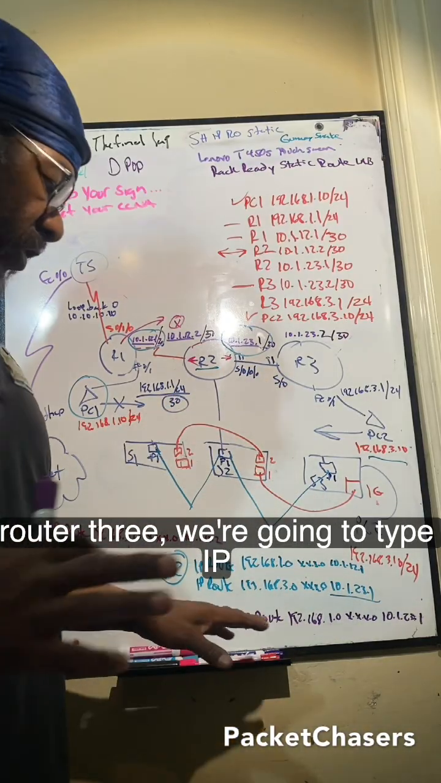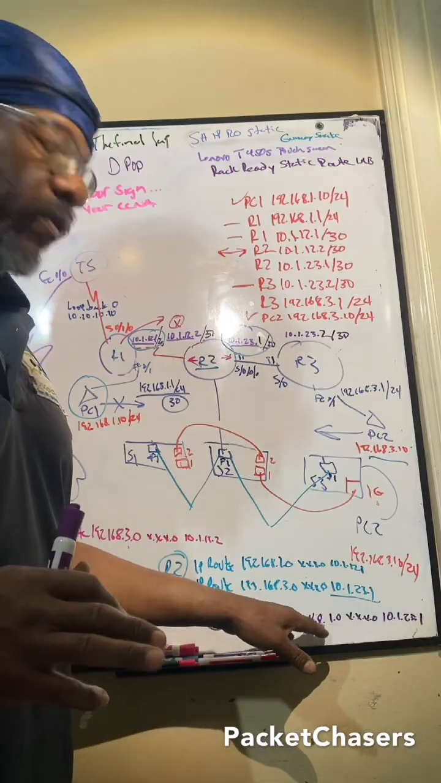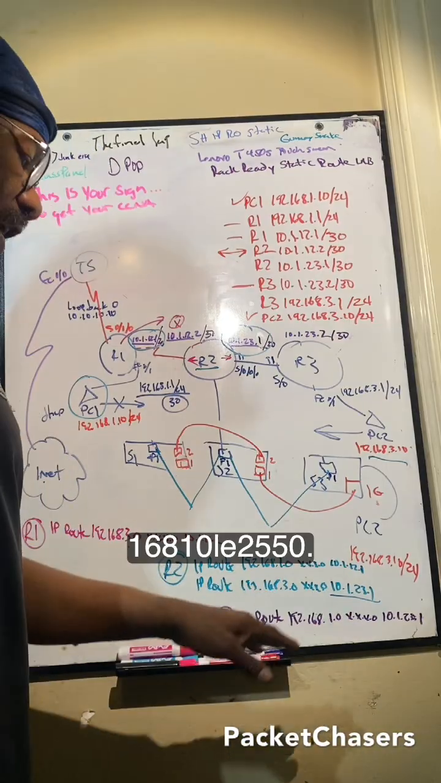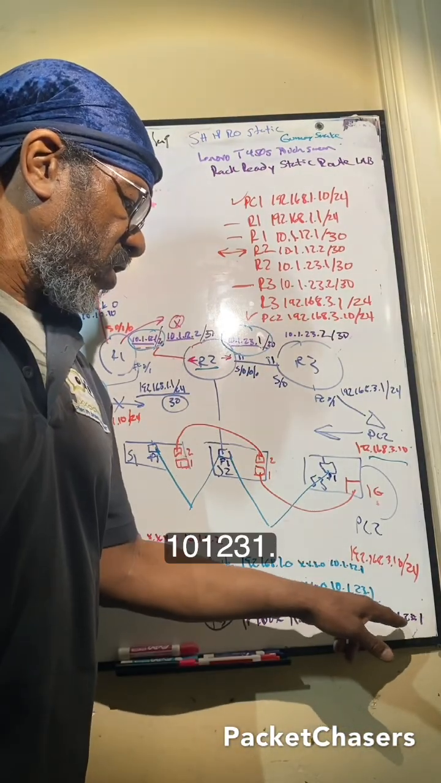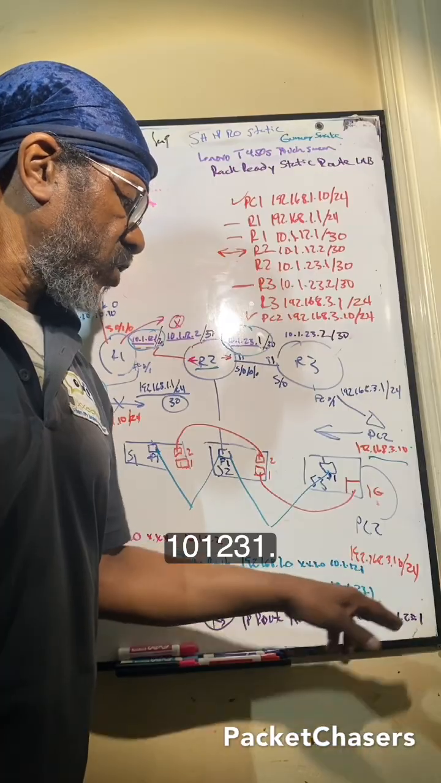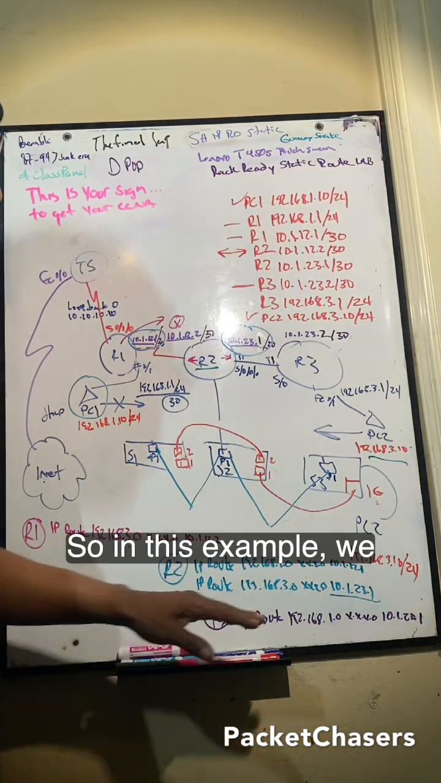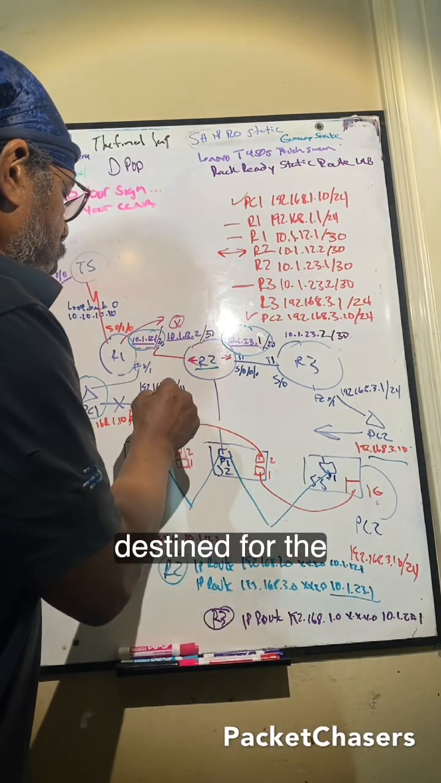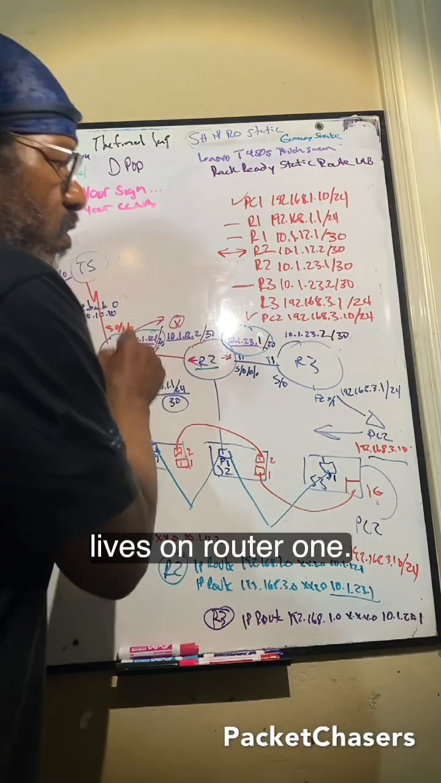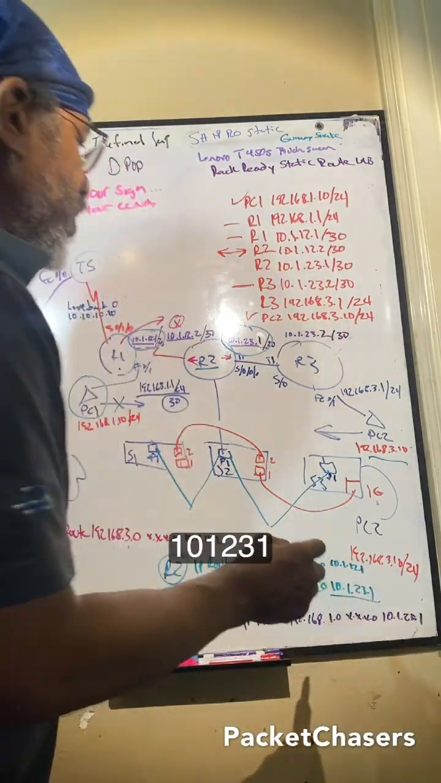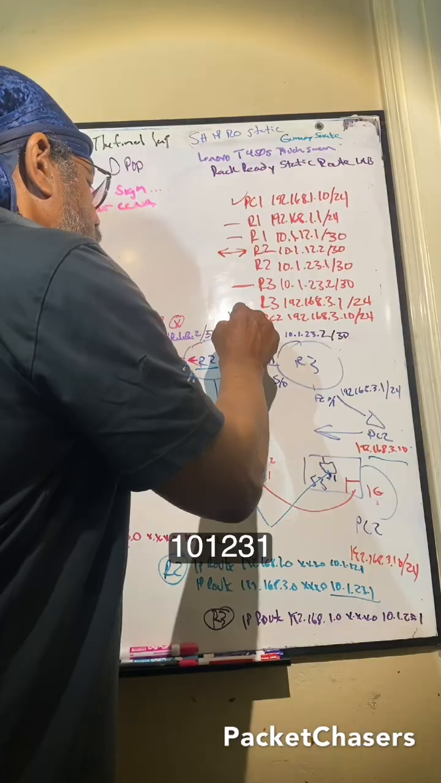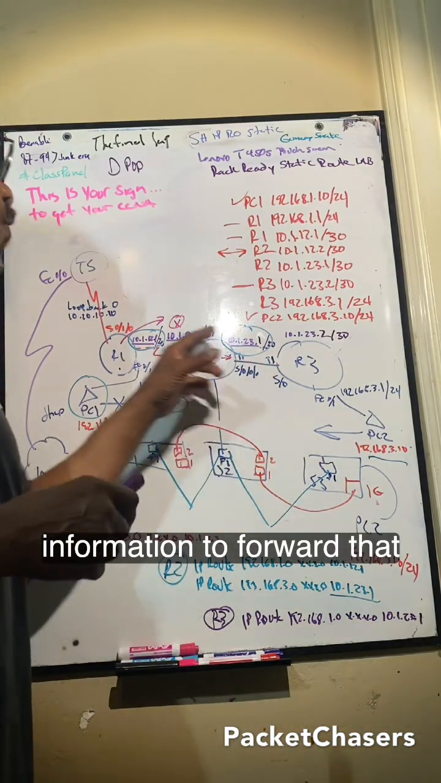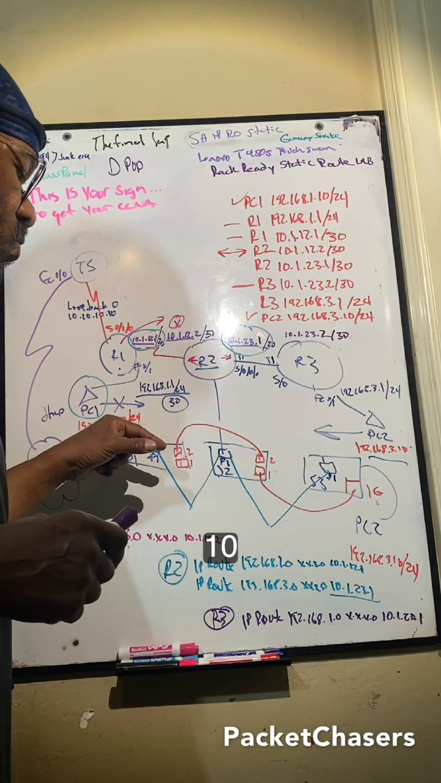We have the routing statement for router 3. On router 3, we're going to type ip route 192.168.1.0 255.255.255.0 10.1.23.1. In this example, we're saying any packets destined for the 1.0 network, which lives on router 1, send to 10.1.23.1, which is this middle router. It should have routing information to forward that packet to the 1.0 network, family.